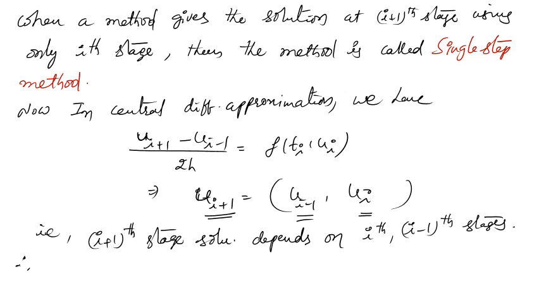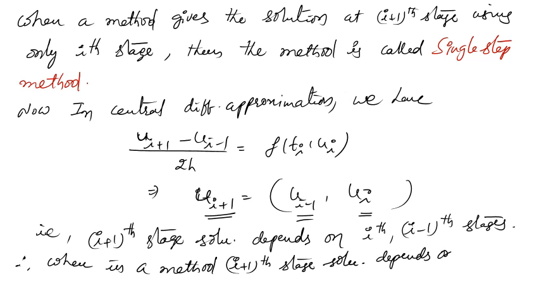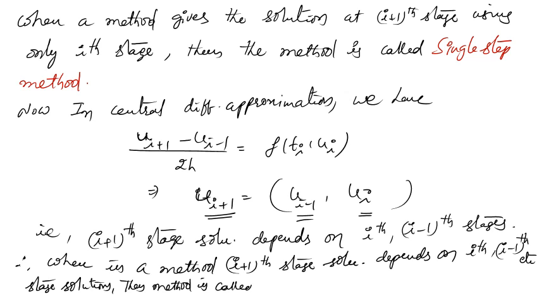Therefore, when in a method the (i+1)th stage solution depends on the ith, (i-1)th, maybe (i-2)th stage solutions, etc., then the method is called a multi-step method. This is about single step method and multi-step method.